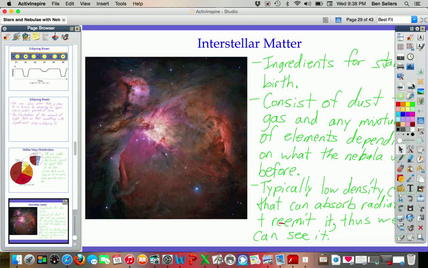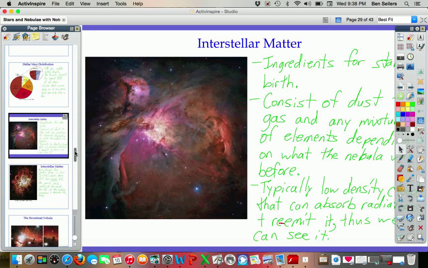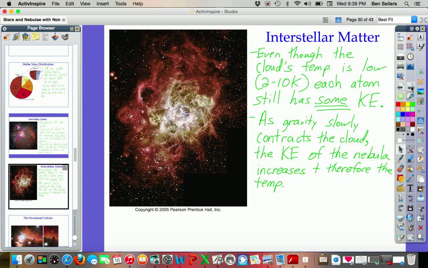You have interstellar matter. This gets into how stars are born. The ingredients of star birth are gas and dust. It's very low density, but of course over time gravity will start to make things happen. This is the Orion Nebula.